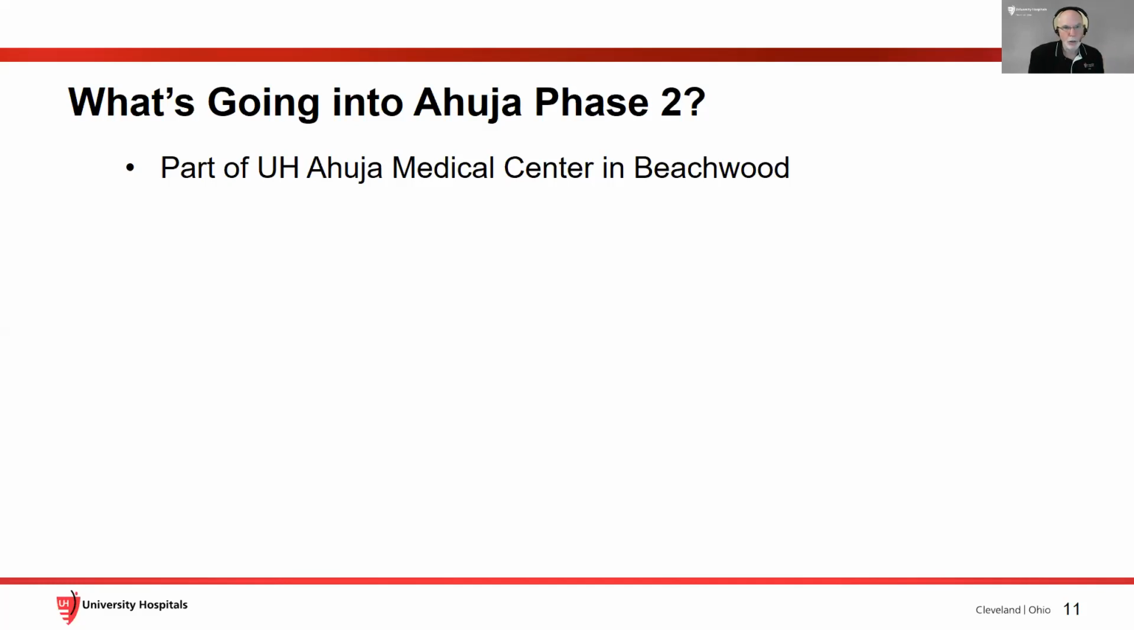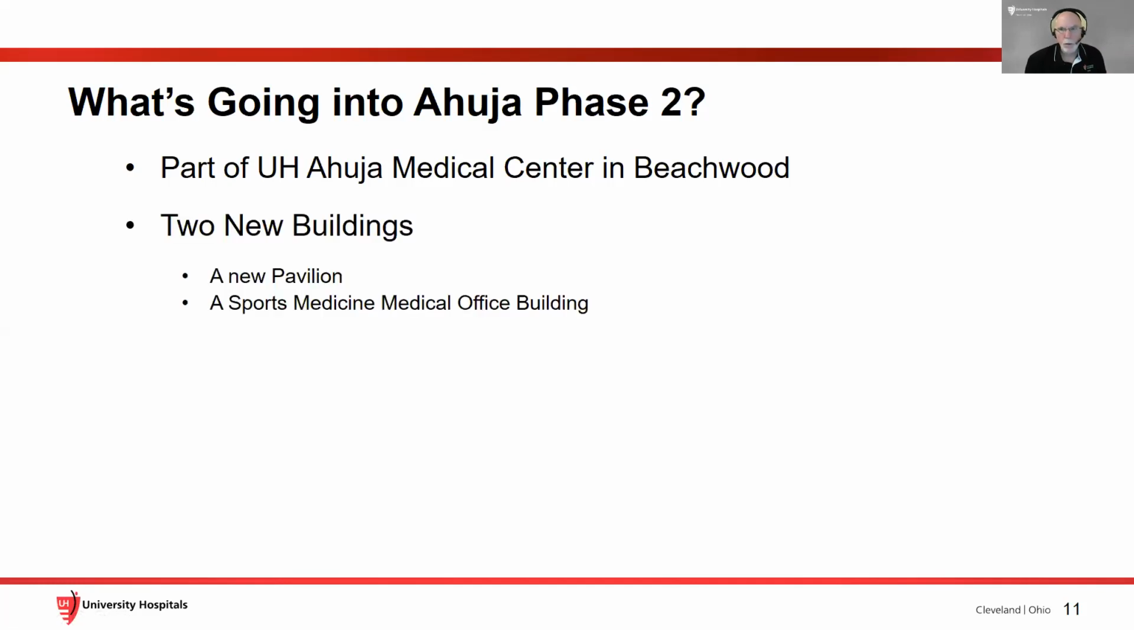So we have to make sure that we acknowledge that this is a piece of a system, a piece of a whole facility sitting over there on that lot in Beechwood. So that was one of our technology goals. What are we actually putting up over there? We've got 2 new buildings. It's one of the most exciting parts of this. It's a new pavilion, which is a kind of a hospital space, an expansion of the existing hospital space. And then there's a sports medicine and medical office building that's going adjacent to that.